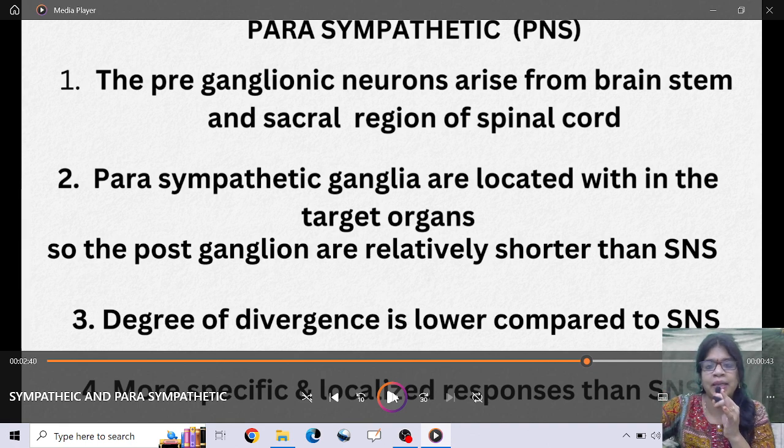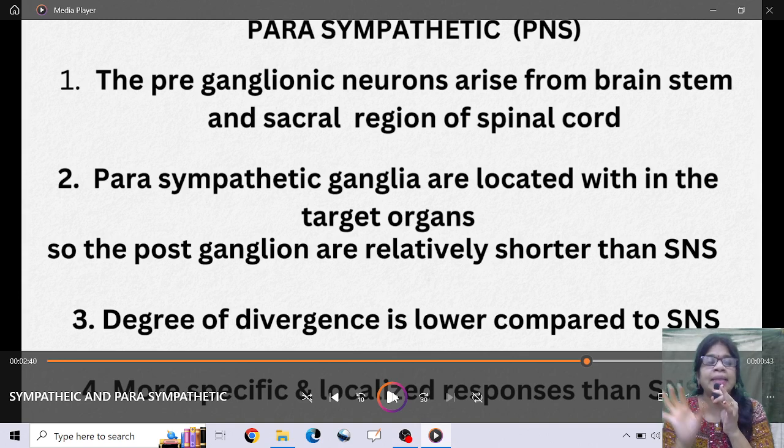They are not much spread like your sympathetic nervous system. So the postganglion is relatively short compared to the sympathetic nervous system. So please be aware of the differences between the parasympathetic and the sympathetic. The postganglions are shorter in parasympathetic, but the postganglions are longer and diversified in sympathetic.